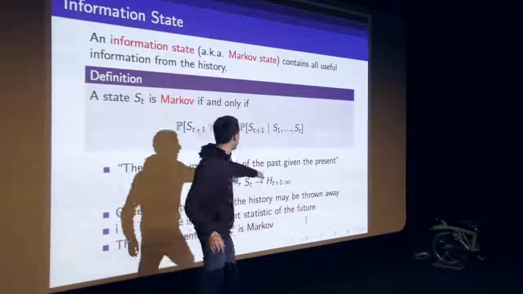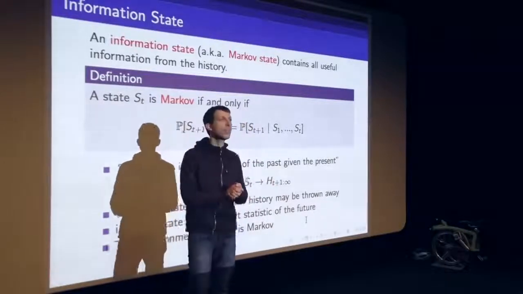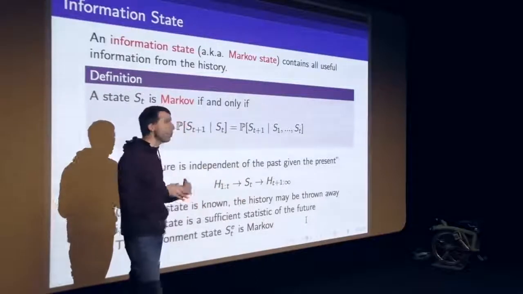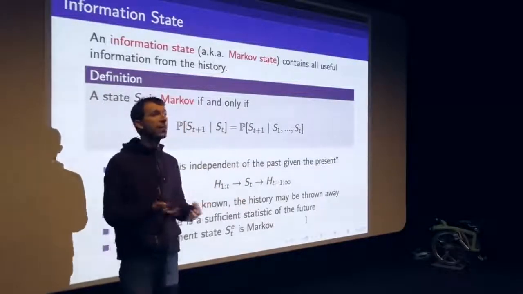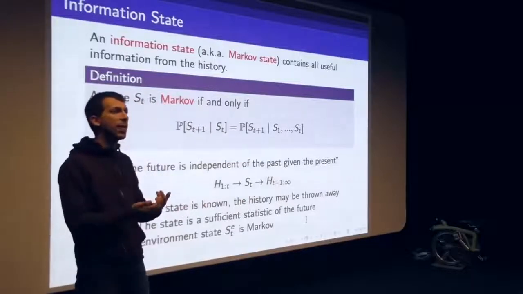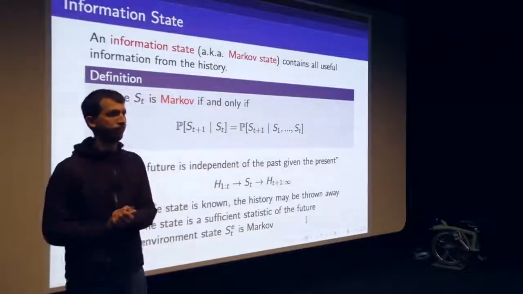Okay, so this history, don't forget that the history includes all rewards. So to say that it's a sufficient statistic of the future means that it's a sufficient statistic of all future rewards. So that, by definition, means that a Markov state contains enough information to characterize all future rewards.